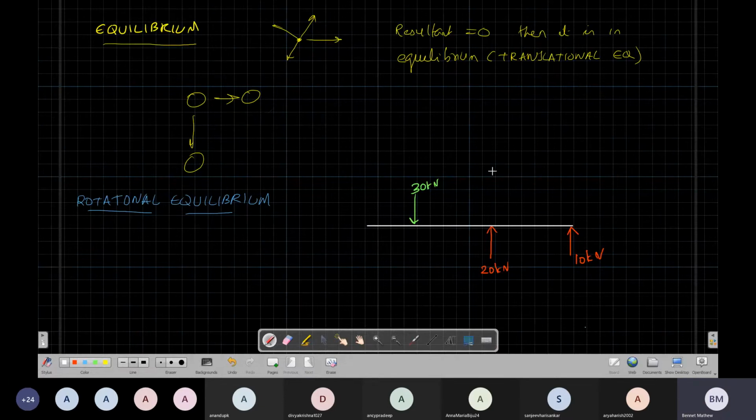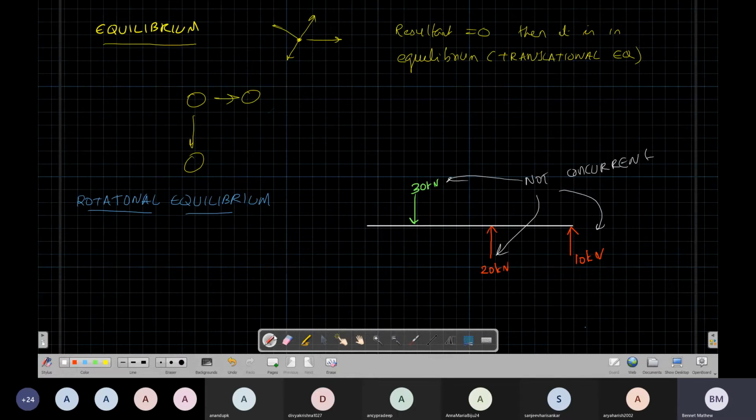So these forces are not concurrent forces, because they are not applying at a point. They are not coming to a point. They are applying at different points on the object.